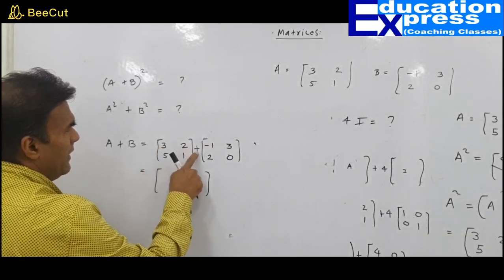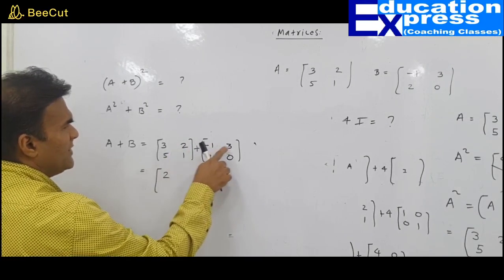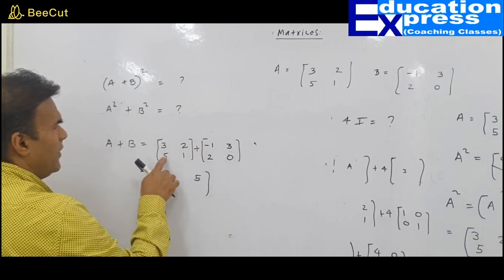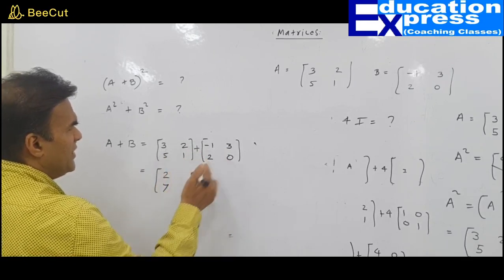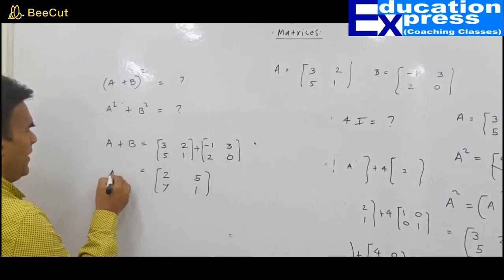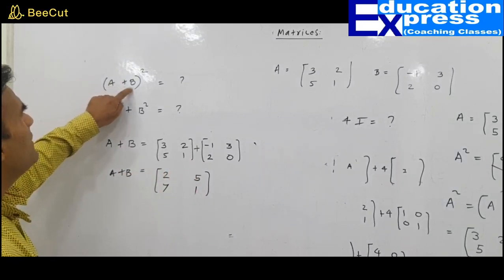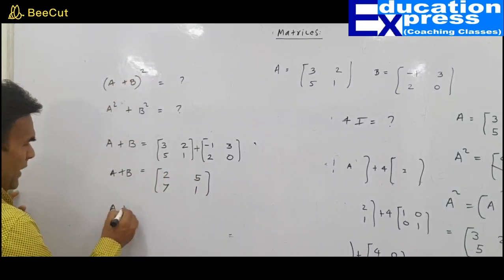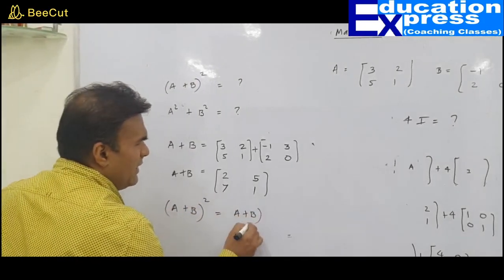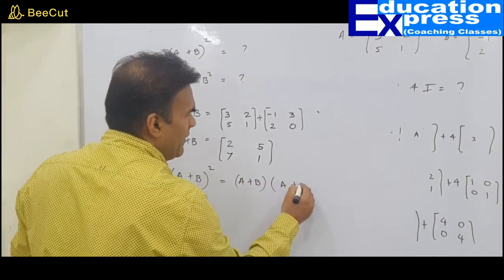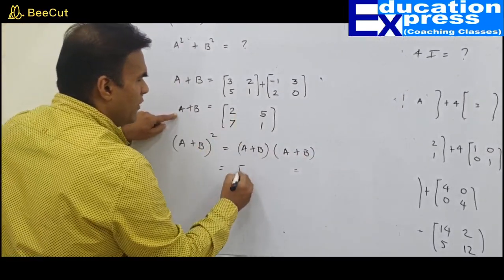3 plus minus 1, that would mean 2. 2 plus 3, that is 5. 5 plus 2, 7. 1 plus 0, 1. So we got matrix A plus B. What do we have to find? A plus B square. A plus B square would mean matrix A plus B multiplied by matrix A plus B. Do we have matrix A plus B? Yes, sir. We just found out.